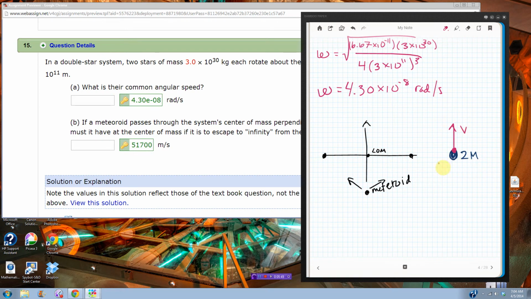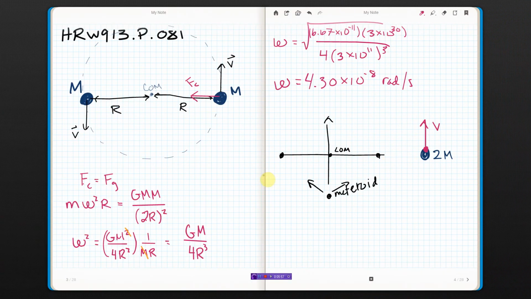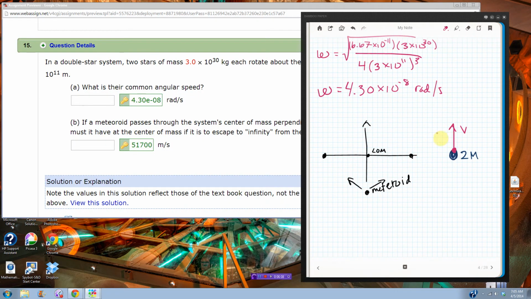Okay, so this is an energy problem. I think I can go full screen on this because I've got all my numbers already. So this is an energy problem. Remember that when the meteoroid is here, it has a certain potential energy and a certain kinetic energy. We've got the potential and the kinetic.